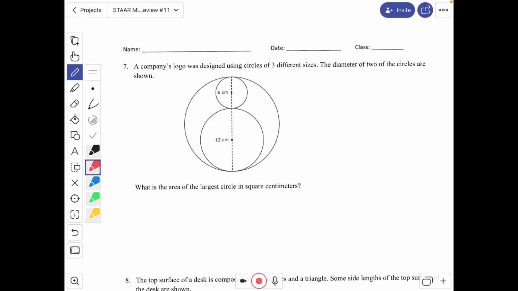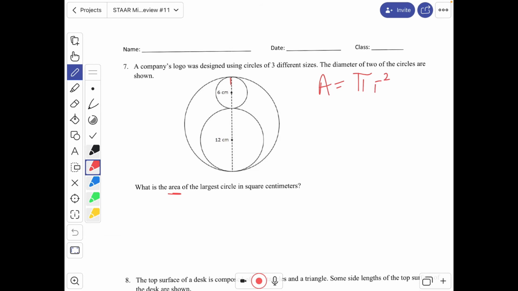Number 7, a company's logo was designed using circles of 3 different sizes. The diameter of 2 of the circles are shown. What is the area of the largest circle in square centimeters? So we need to know the formula for area of a circle. That would be pi times radius squared.